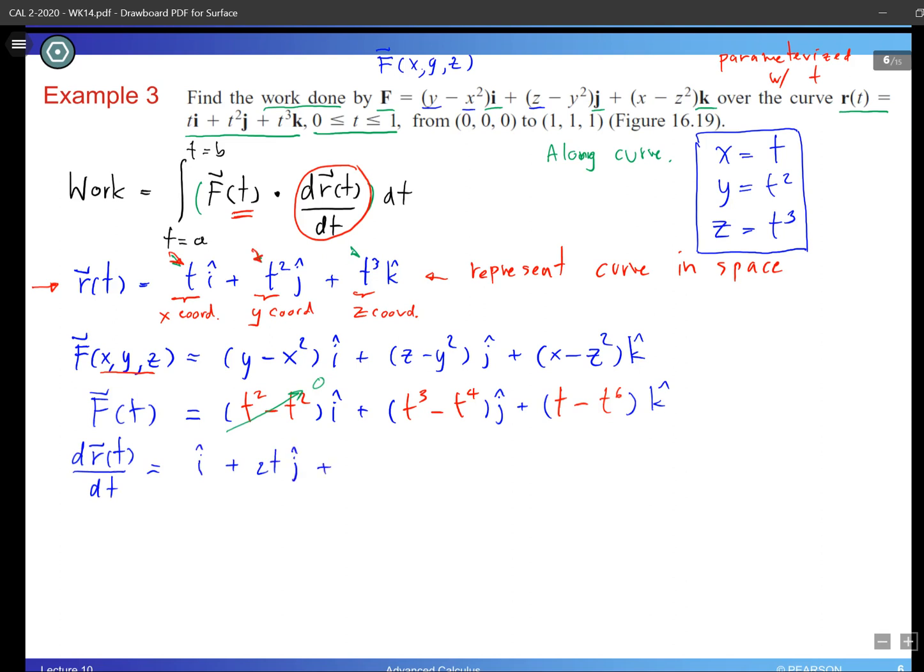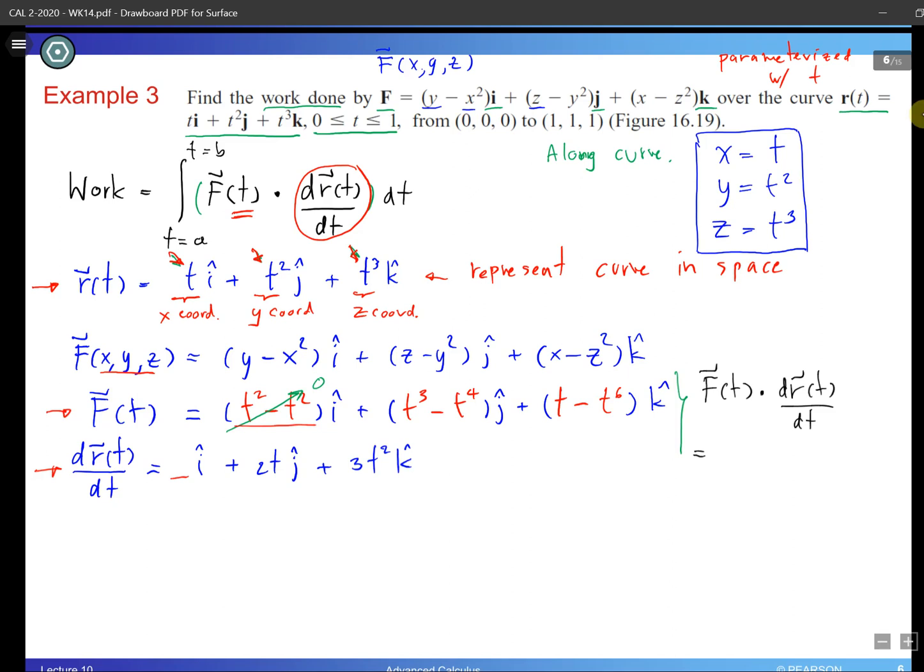Alright, and then I need to differentiate this last component with respect to time, and I get 3t squared. So last component for this dr by dt is going to be 3t squared. Okay. Alright, so we have this big F in terms of t right here, and first order derivative of r with respect to time right here, and we need to perform the dot product between them. So let's do it right here to save some space. Alright, so we want to find this F of t dot with dr of t with respect to time, and let's take a look at the first component. First component right here is equal to 0, so it's going to go to 0.